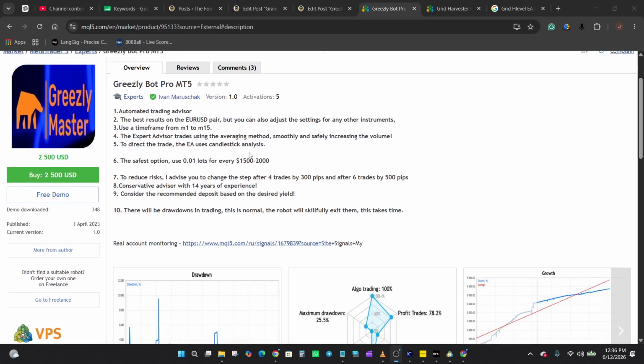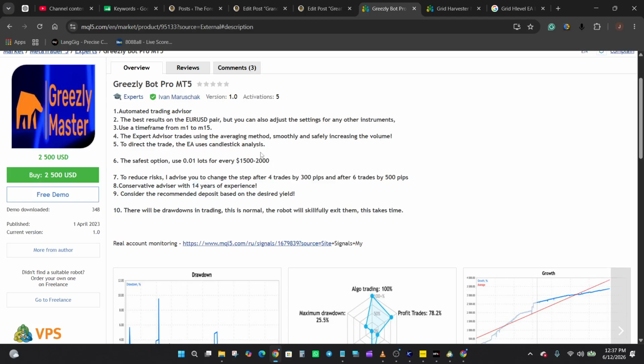Now as I go through the marketplace description, the developer presents this as a fully automated trading expert advisor, with what is described as a conservative approach. You can see this is a conservative advisor. The developer also mentions that the EA is based on 14 years of experience, although the exact details behind that experience are not discussed further within the listing.